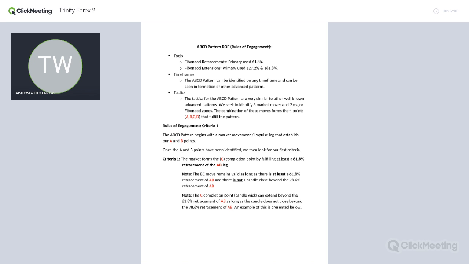So we are saying, please note the BC move remains valid as long as there is at least a 61.8% retracement of AB and there is not a candle close beyond the 78.6% retracement of AB. Also note the C completion point candle wick can extend beyond the 61.8% retracement of AB as long as the candle does not close beyond the 78.6.